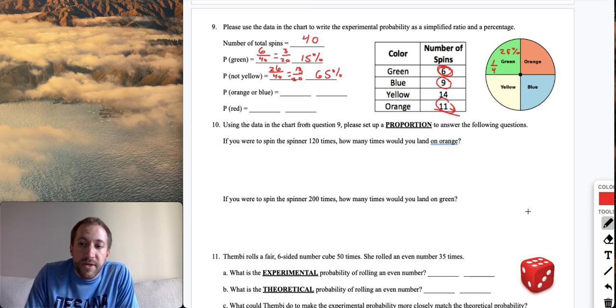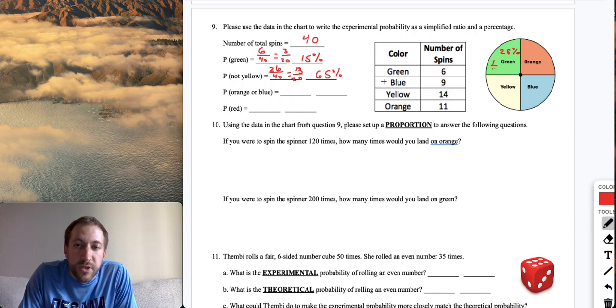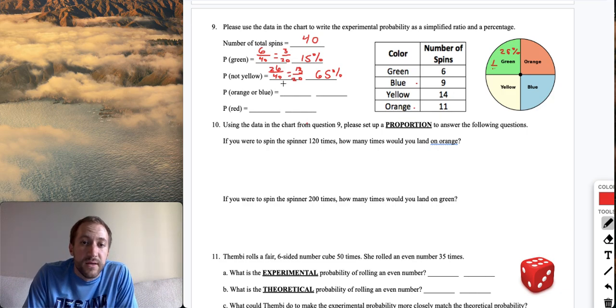The next one, the probability of landing on orange or blue. Let me give that an erase so I can see it a little clearer. Orange or blue. So I landed on orange 11 times, blue 9 times. That's 20. 20 out of the 40 total spins, I got my favorable outcome, orange or blue. That'll simplify down to 1/2, which is 50%. Probability of getting a red one, looking at my colors, there's no red. So 0 out of 40 spins, I landed on red. 0 out of 40, that's 0%.